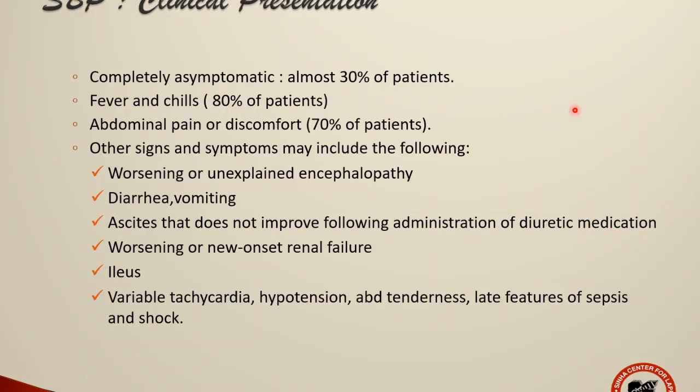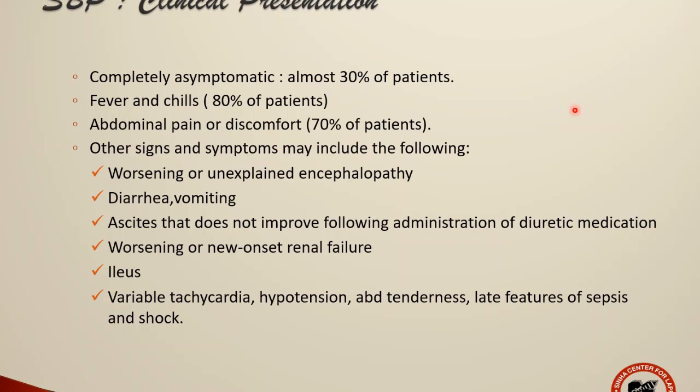Right? In the clinical presentation of spontaneous bacterial peritonitis, 30% of the time you have absolutely no symptoms. Fever and chills may be found in 80% of patients, abdominal pain or discomfort in 70% of patients, and other signs and symptoms could immediately alert you to the fact that probably this patient who has cirrhotic ascites is now getting a spontaneous bacterial peritonitis, for example, worsening or unexplained encephalopathy.